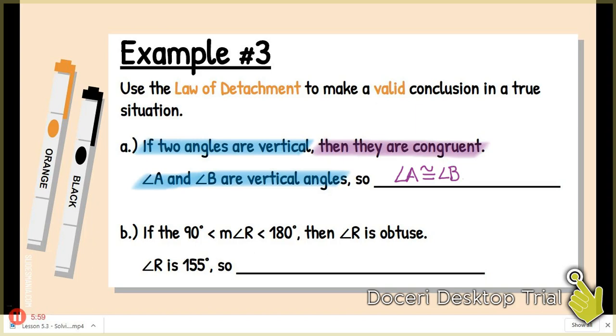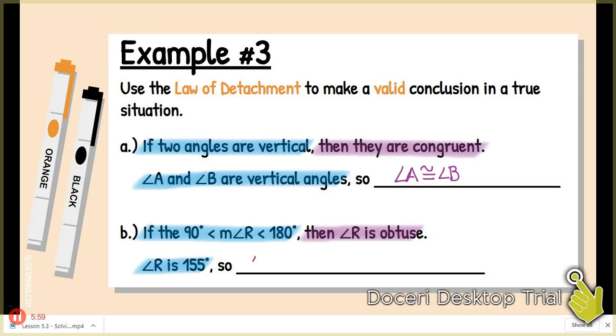In example 3b, if the measure of angle R is between 90 degrees and 180 degrees, that is my hypothesis. So my statement has to start with an angle being between 90 and 180, and it does. Angle R is 155 degrees, and 155 degrees is between 90 and 180. Since I was given part of my hypothesis, the conclusion is also true.